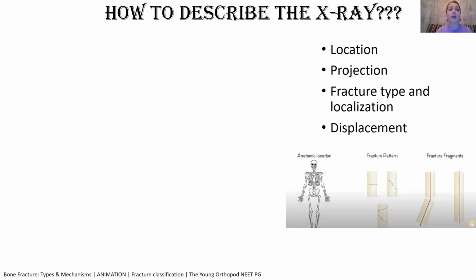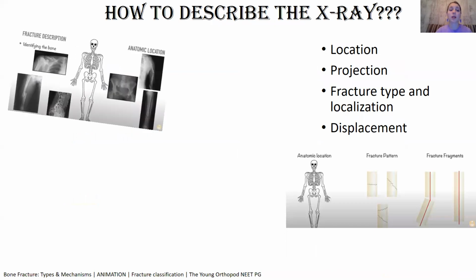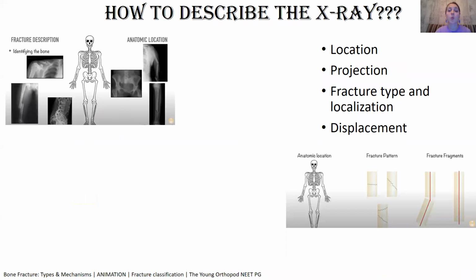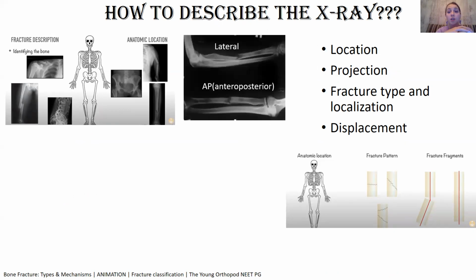How to describe the X-ray? So let's describe together. The first, we need to describe a location, anatomical location. What is the segment in our X-ray? Like X-ray of clavicle, X-ray of humerus bone, X-ray of ankle joint. The second step must be the description of projection: AP view or lateral view or oblique or axial or another.